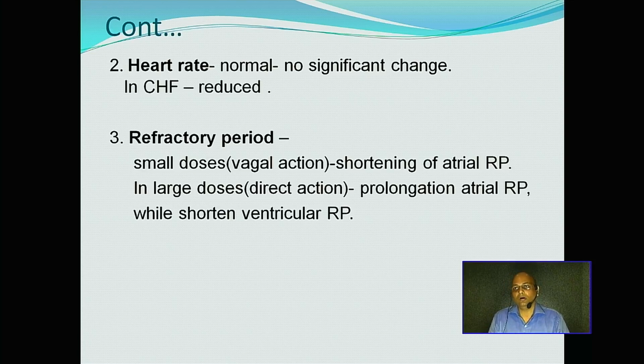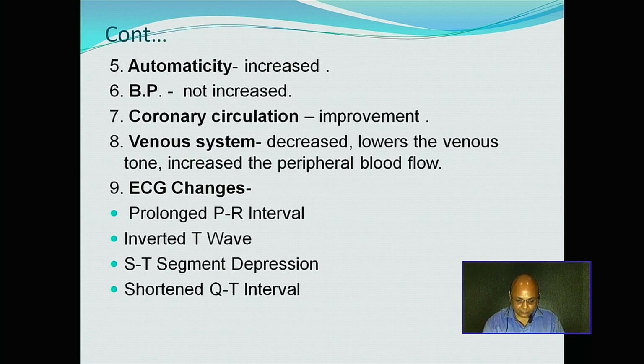Refractory period: small doses cause shortening of the atrial refractory period, and large doses cause prolongation of the atrial refractory period. So that is how it acts on the refractory period. Automaticity of the heart is increased, right? The heart becomes more and more efficacious without a significant increase in blood pressure. Coronary circulation is improved. That is what is required in the case of congestive cardiac failure.